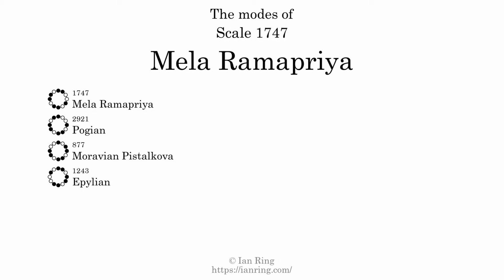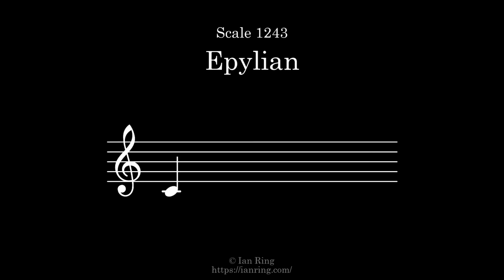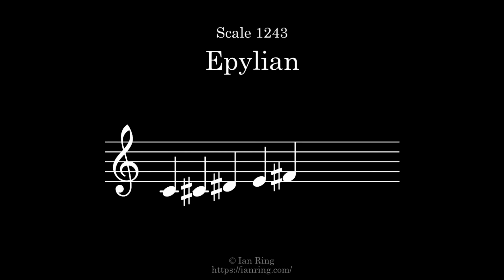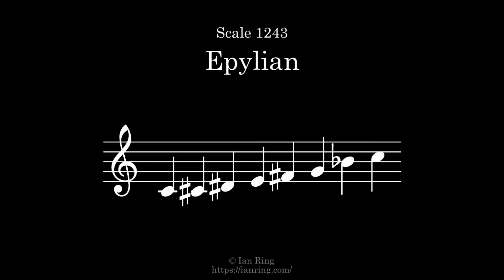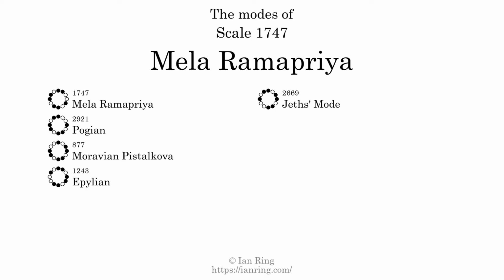The fourth mode is scale 1243, also known as Apillion. It sounds like this. The fifth mode is scale 2669, also known as Jeths mode. It sounds like this.